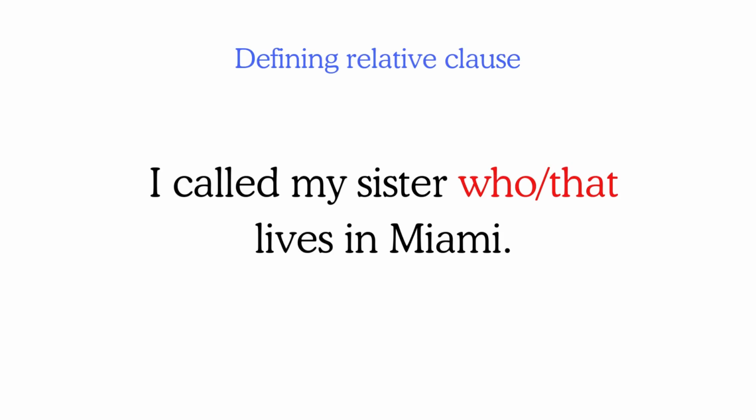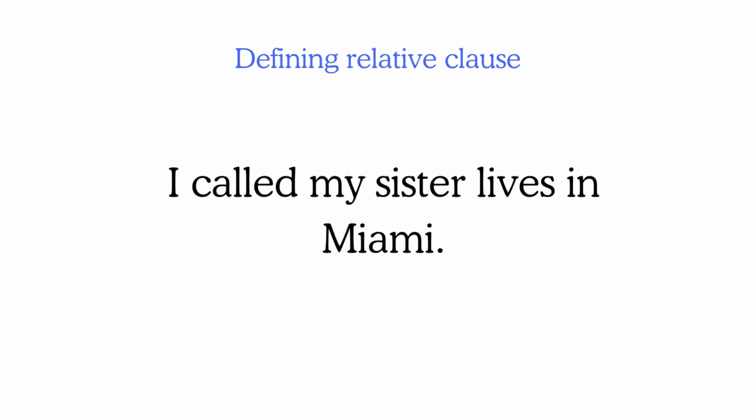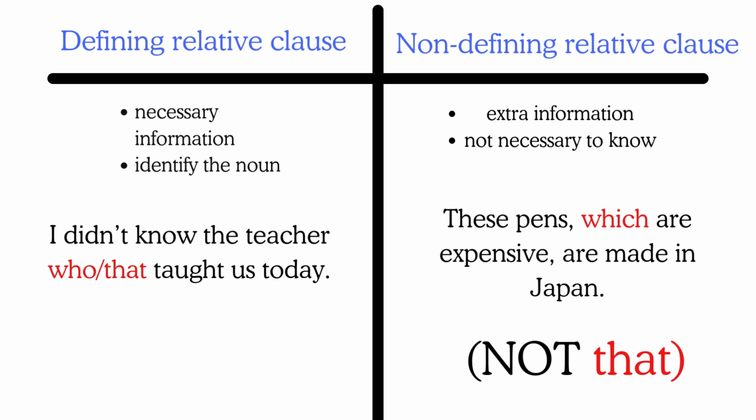Now to the defining relative clause. Remember, this gives us important, necessary information. I called my sister who lives in Miami. What if we take out the relative pronoun? I called my sister lives in Miami. No, that is not a sentence. It is necessary here to have the relative clause because we need to know the sister and where she lives.